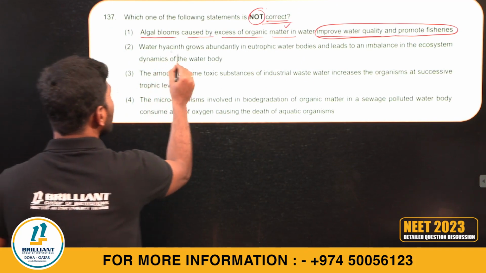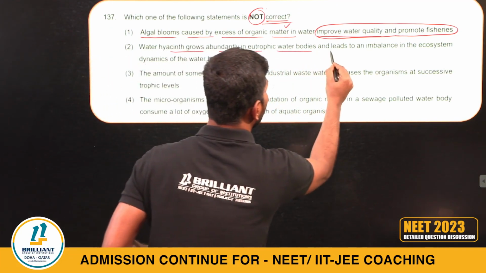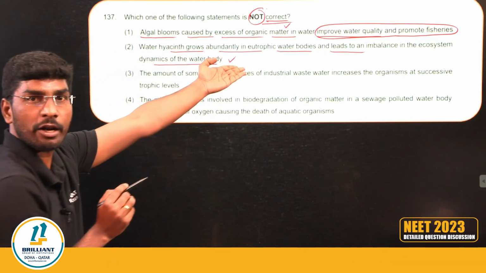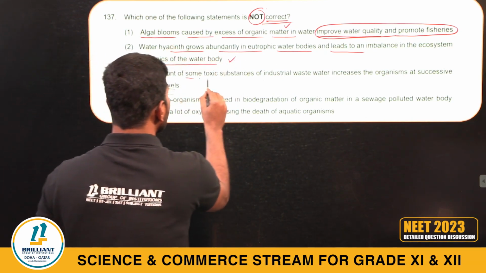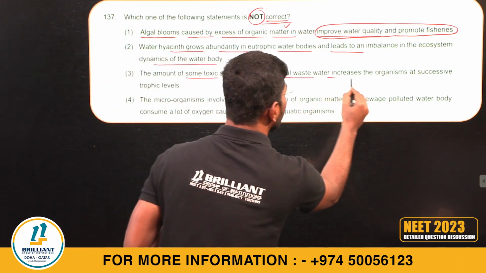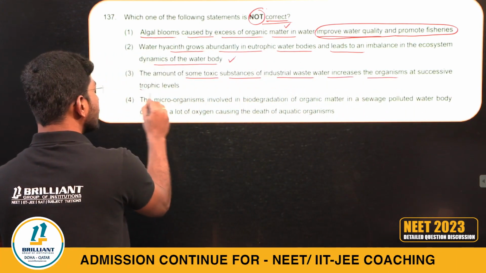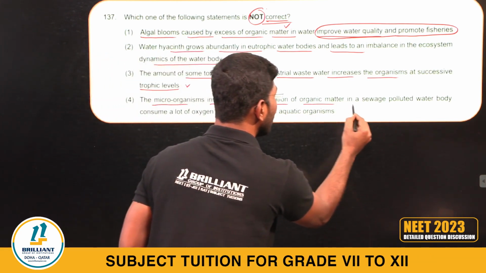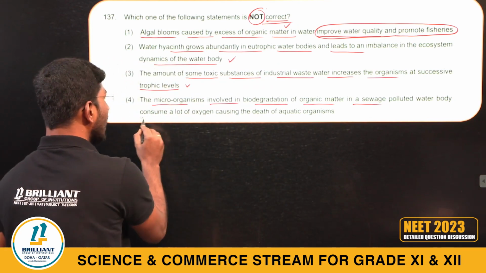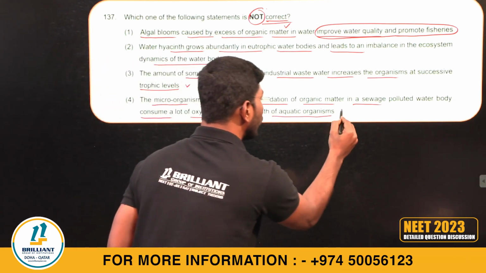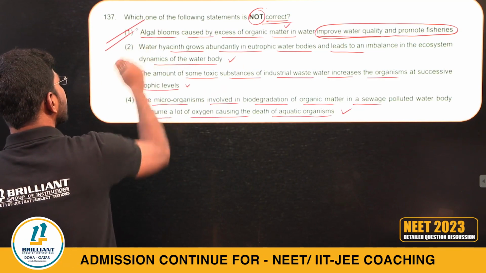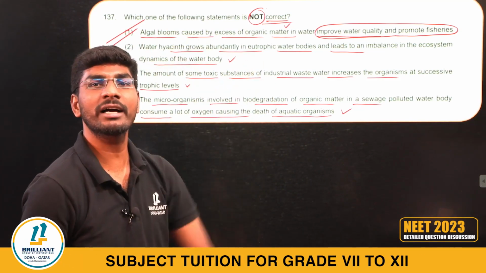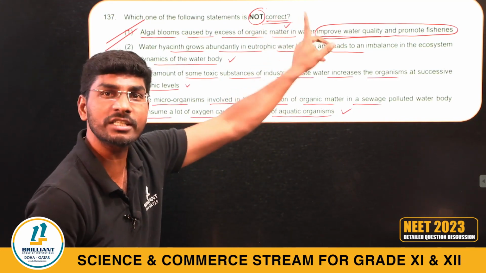Wait a moment. Water hyacinth grows abundantly in eutrophic water bodies and leads to imbalance of ecosystem dynamics of water. Yes, this is called terror of Bengal. The amount of some toxic substances from industrial wastewater increases in organisms at successive trophic levels. Done. The microorganisms involved in the biodegradation of organic matter in sewage pollute the water body, consume a lot of oxygen, and cause death of organisms. Absolutely correct. So the incorrect statement is option 1. If you are able to recall, we discussed the same question in the crash course. What is the wrong statement?